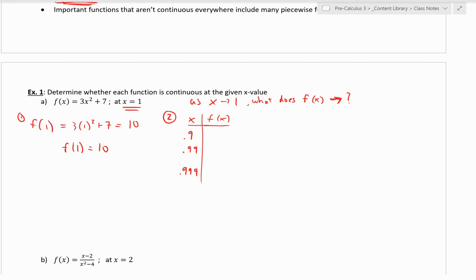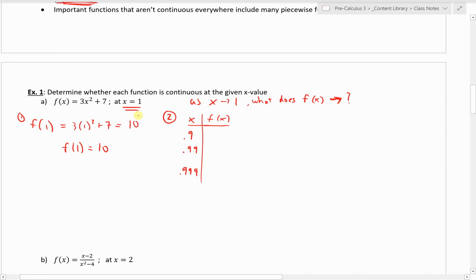So we're trying to see what is the y value going to go toward as my x value gets really, really close to 1, but not quite to 1. We know it's equal to something at 1. We're trying to get close to 1. So now we just need to evaluate these function values so we can plug them all in to that function.